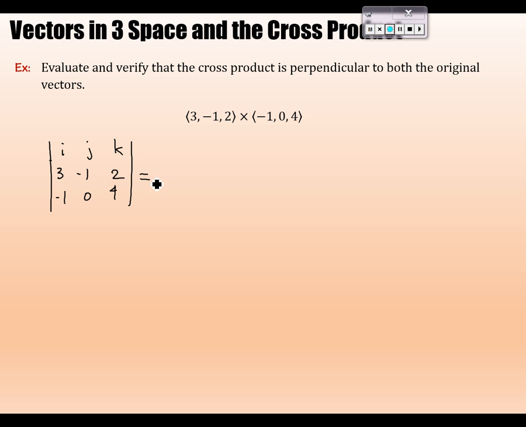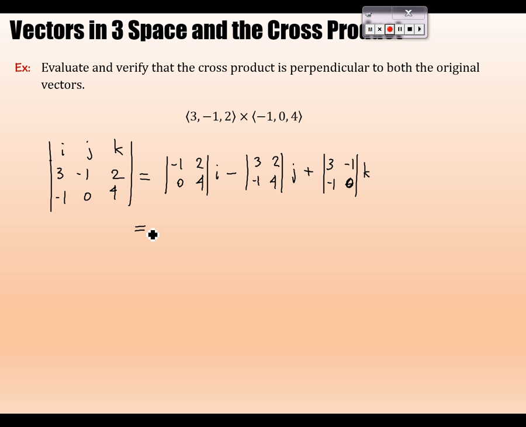So we do i times the determinant of this matrix, -1, 2, 0, 4, minus j times the determinant of this matrix if you were to block off j's column, 3, 2, -1, 4, plus now k times the determinant of this matrix if you were to block off the k row, 3, -1, and the k column, -1, 0. Does that look good? You see what I did there to generate those boxes?